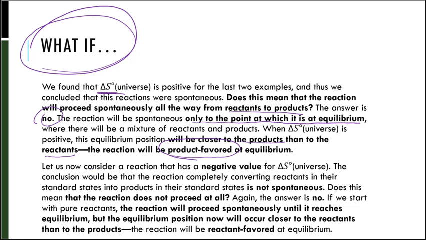What if our delta S for the universe had a negative value? The conclusion would be that the reaction completely converting reactants in their standard states into products in their standard states is not spontaneous. Does that mean that the reaction does not proceed at all? No. If we start with just pure reactants, the reaction will proceed spontaneously until it reaches equilibrium. But the equilibrium position will now be closer to the reactants than to the products. And then we say that the reaction is reactant favored at equilibrium.